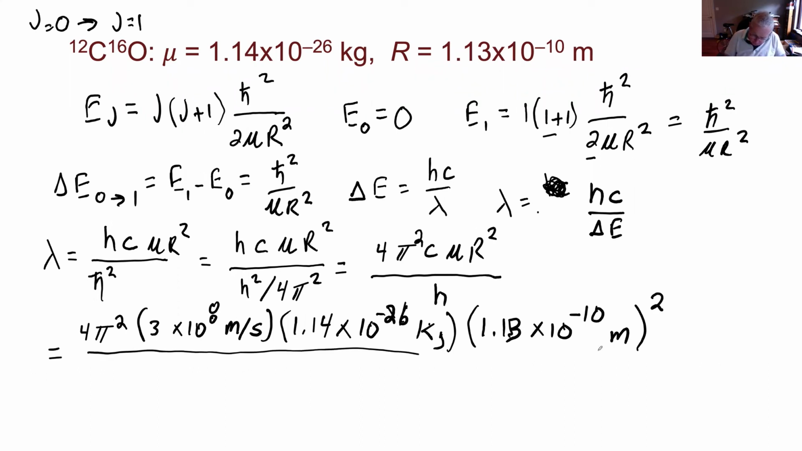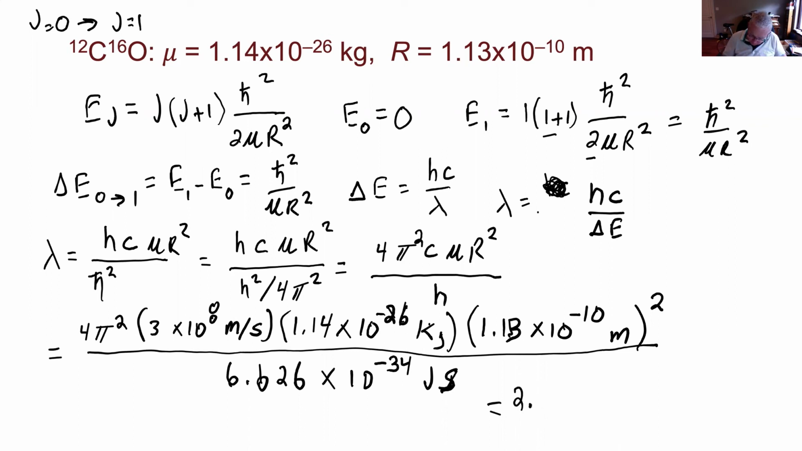All of that is over Planck's constant, which is 6.626 times 10 to the minus 34th power. That's in joule seconds. That really does say seconds, believe me. If I multiply all that out, my notes tell me that I should get 2.6 times 10 to the minus 3 in meters.